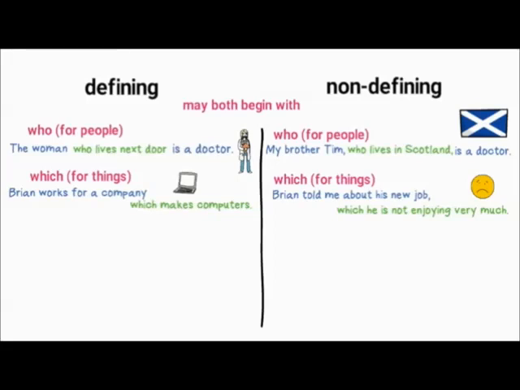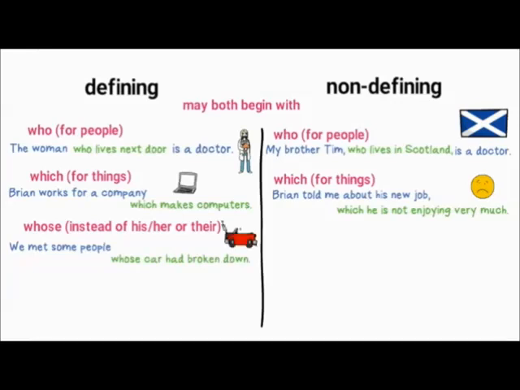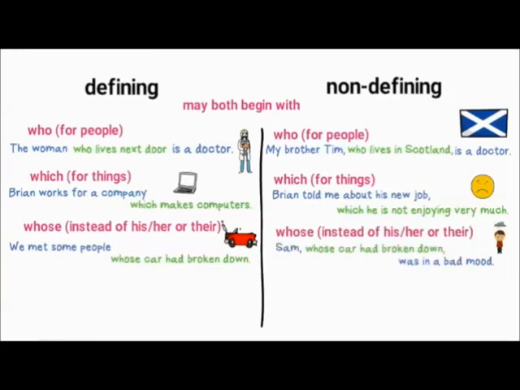Notice the comma. Whose. Instead of his, her, or their, we usually use whose as a relative pronoun to indicate possession by people and animals. So in a defining clause, we could say, we met some people whose car had broken down, essential information to know who we met. Or in a non-defining clause, Sam, whose car had broken down, was in a bad mood. This is simply adding extra information, so it's a non-defining clause.